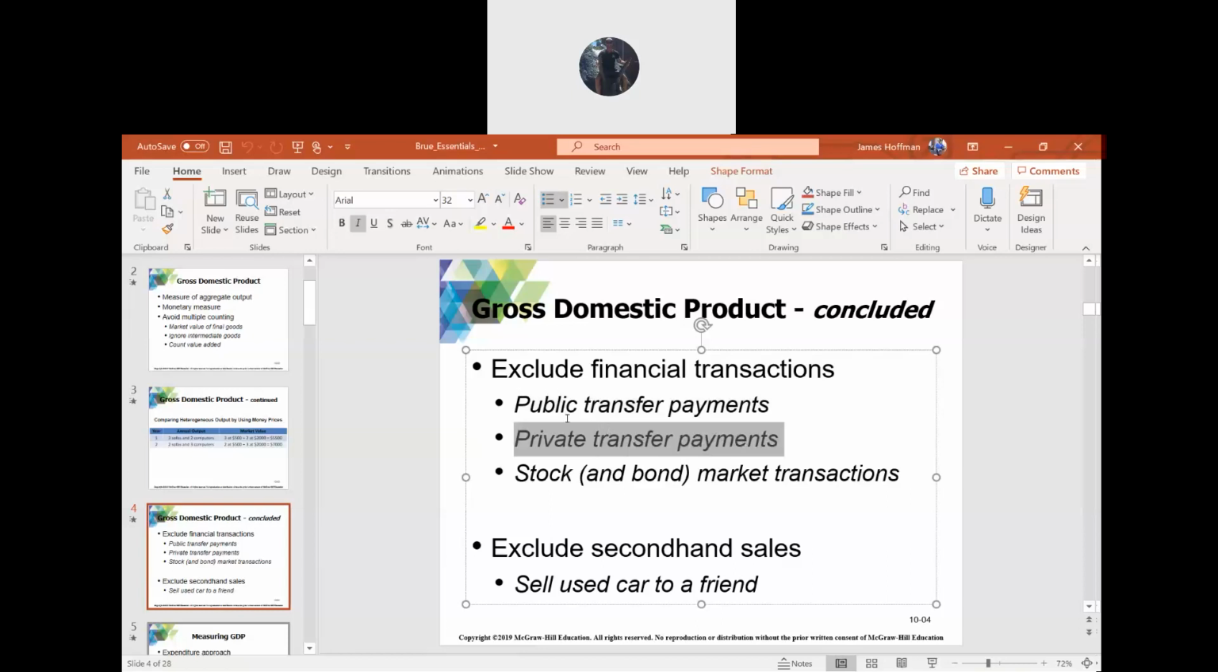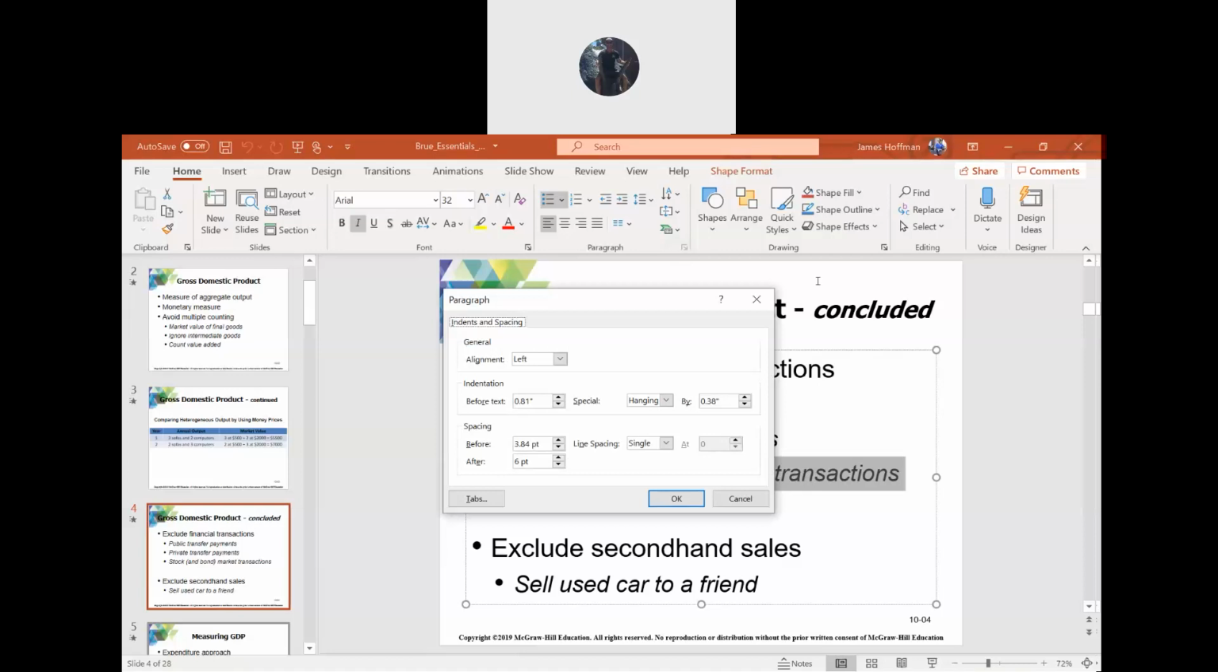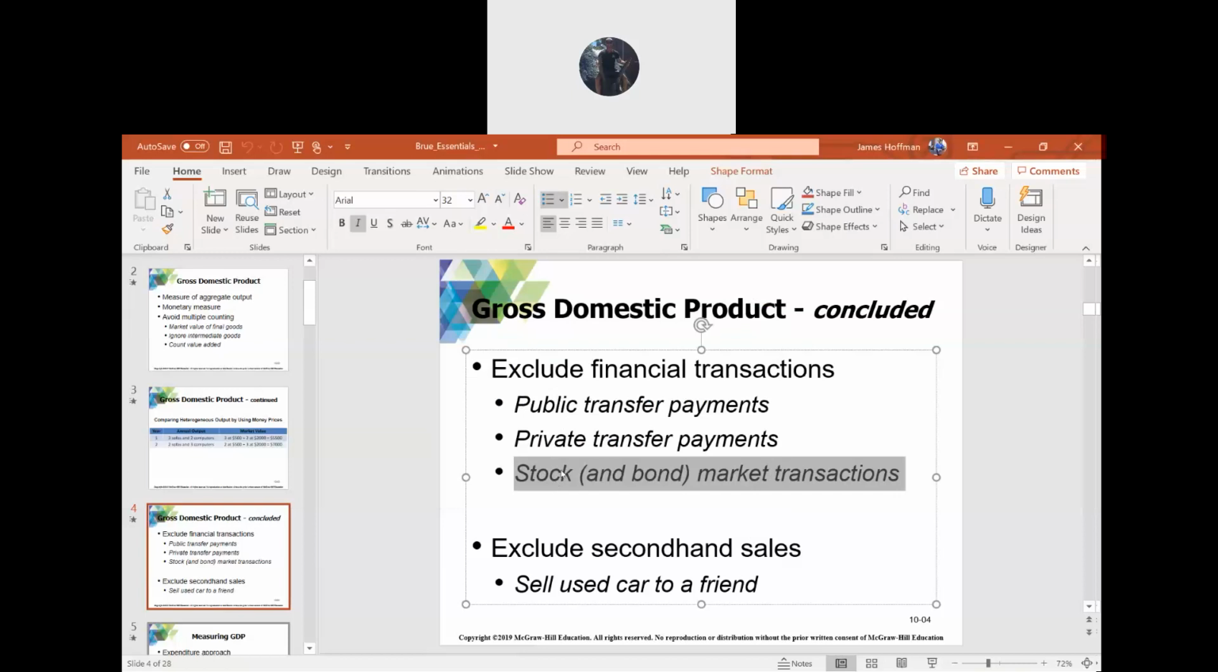Okay, so you don't include any transfer payments, public or private, or bond market transactions. Nothing's being produced. One person owns the stock or bond, and then it goes to another person. This is just moving money around. So any of these financial transactions don't add to GDP, and you don't count them. But they can result in new productivity if the individual buys more things.